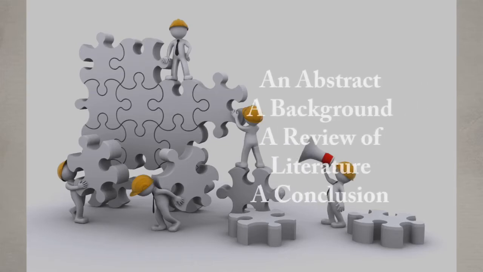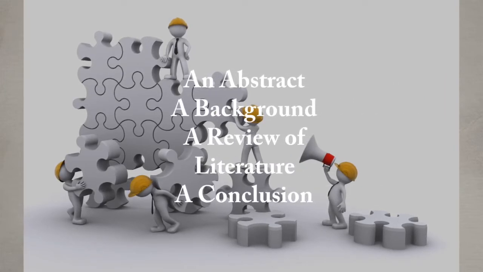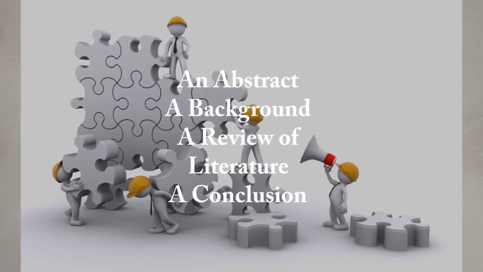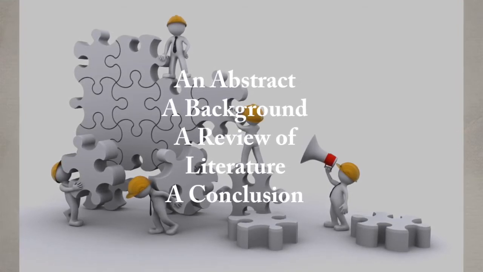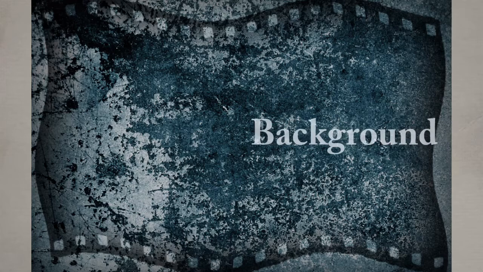A literature review typically includes a background, a review of literature, and a conclusion. However, it can also include an abstract, so check the details of your assignment to make sure whether or not an abstract is included. The background is your setup to the literature review.